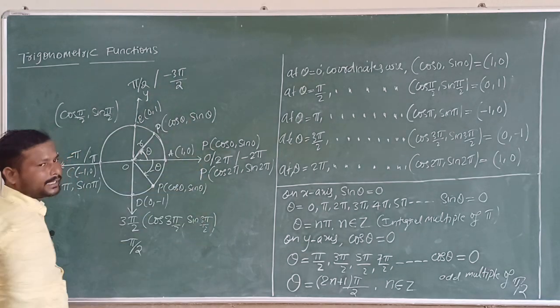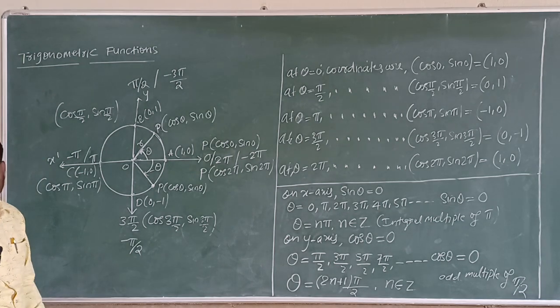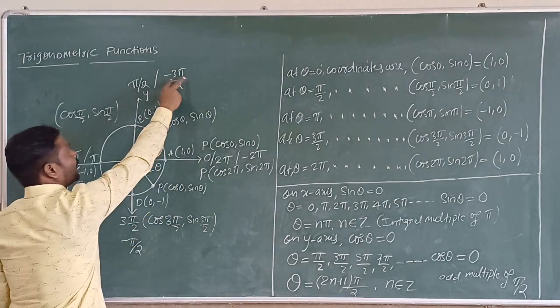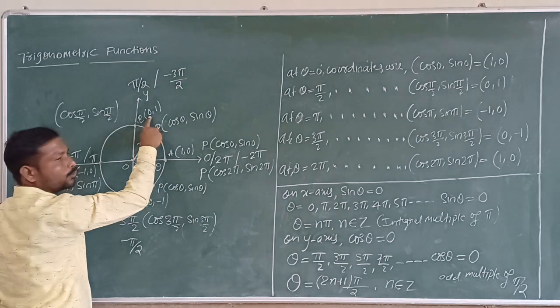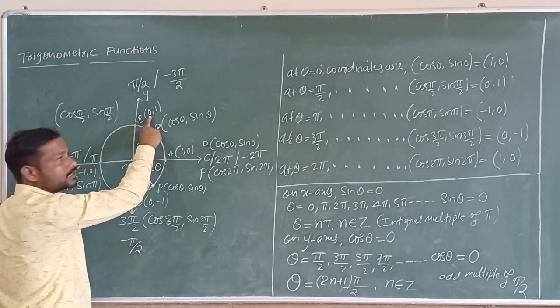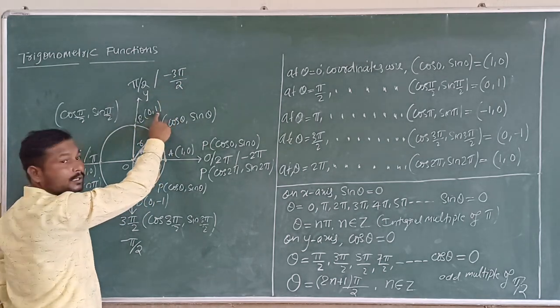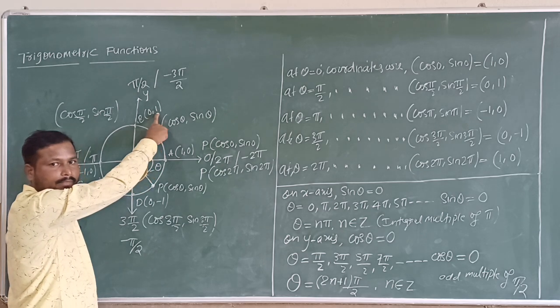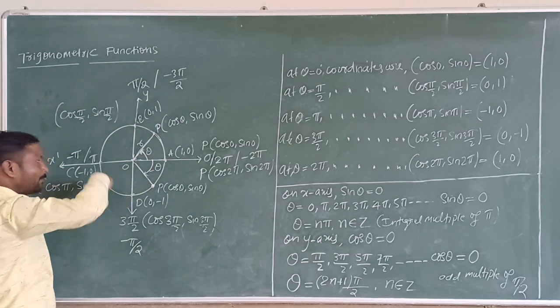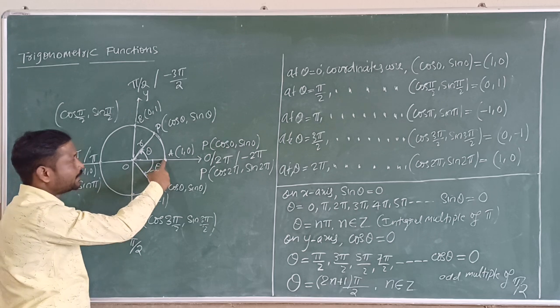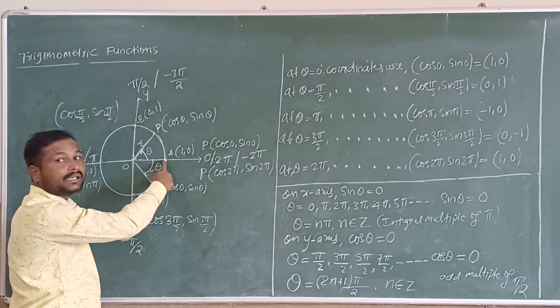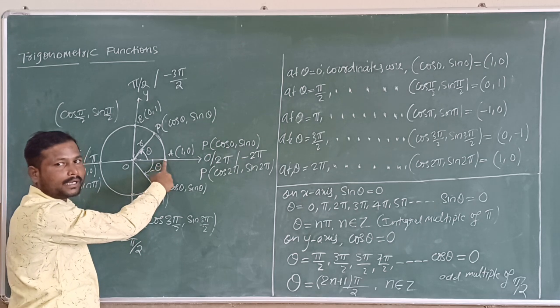Minus 3 pi by 2 radian is minus 270 degrees. Now, minus cos of minus 270 degrees is 0. Sin of minus 270 degrees is 1. Now take one complete clockwise revolution. Then it becomes how many radians? Minus 2 pi radians.